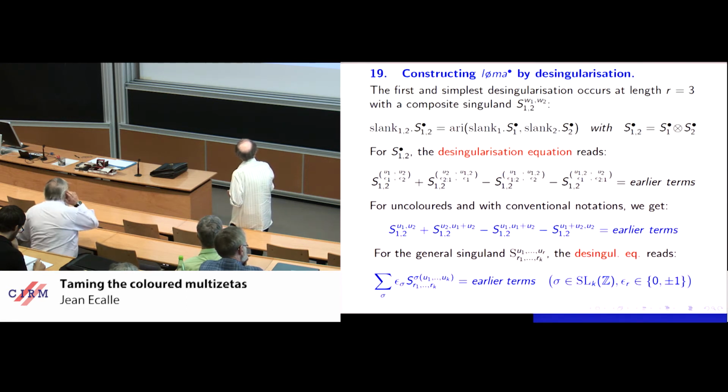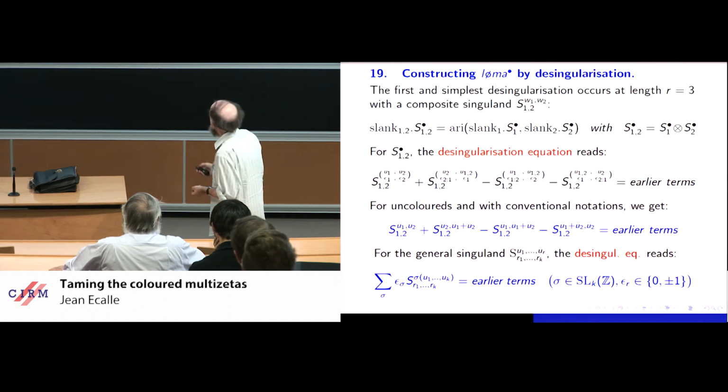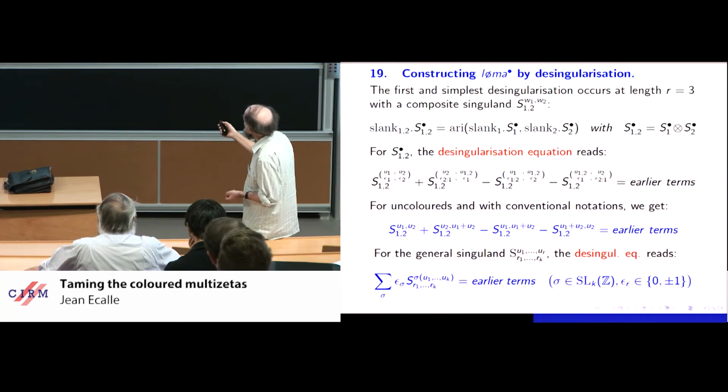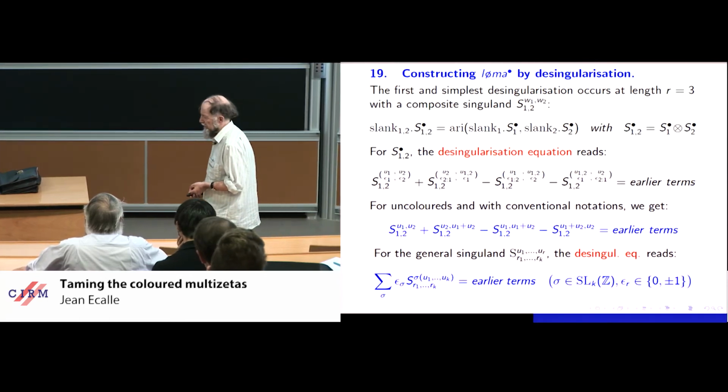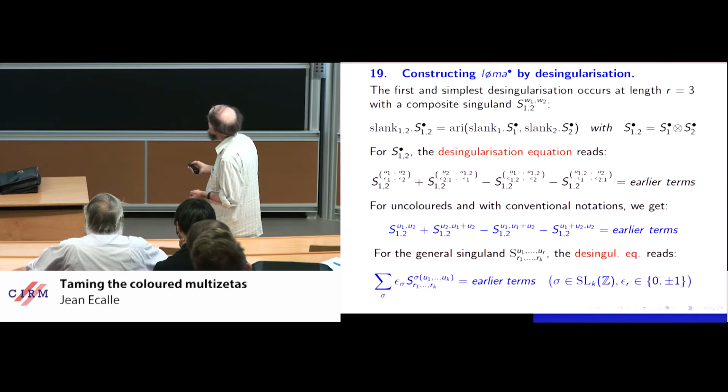and in a standard notation to make it more familiar sounding, plus earlier terms. In this case, in terms of one variable. And the general de-singularization equation has a very specific form.